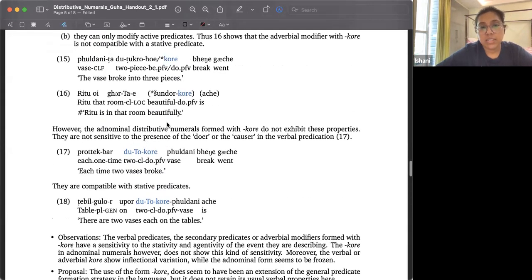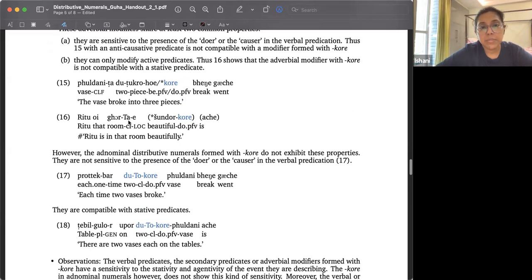There's a further distinction: for the adverbials and secondary predicates, the core-marked forms are bad with stative predicates. So Ritu oi ঘরটায় সুন্দর করে আছে.